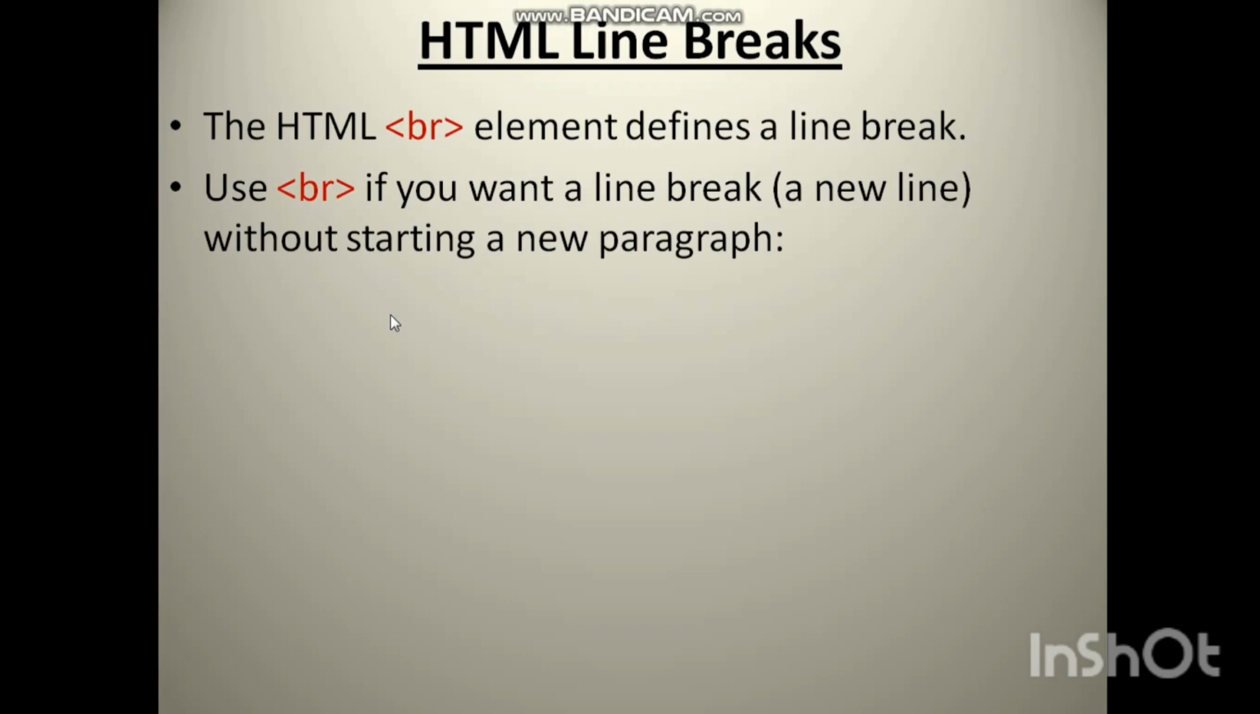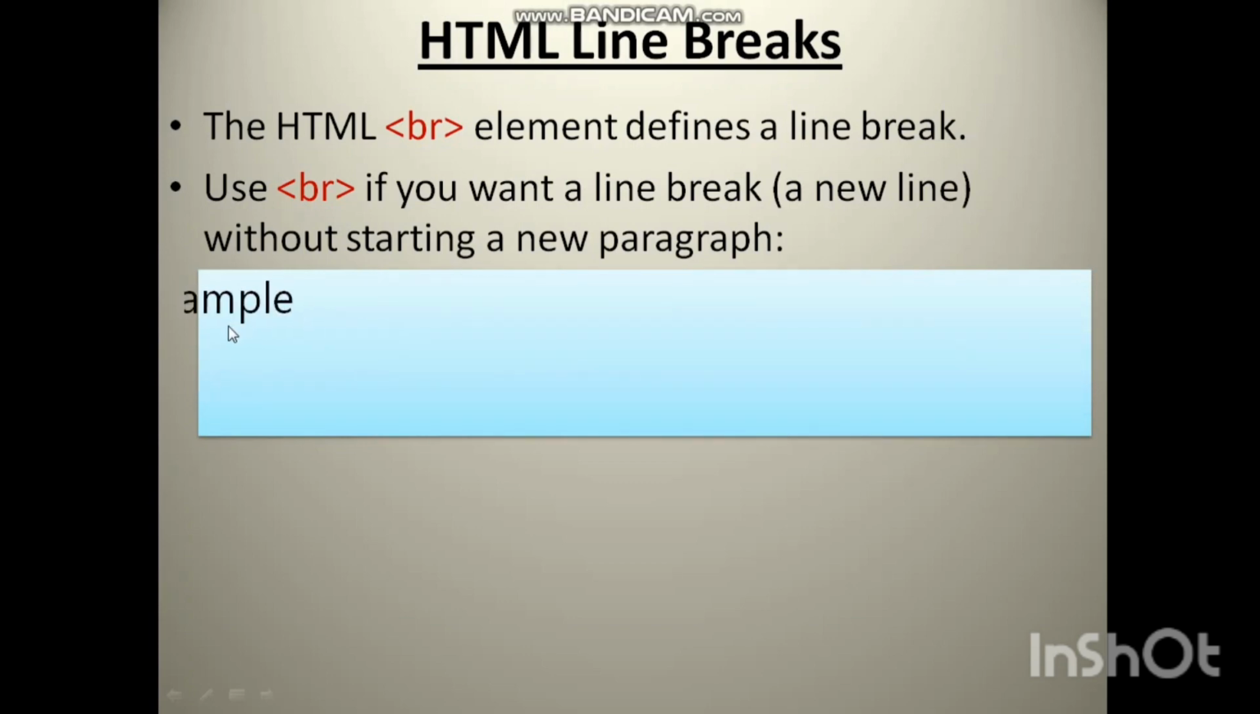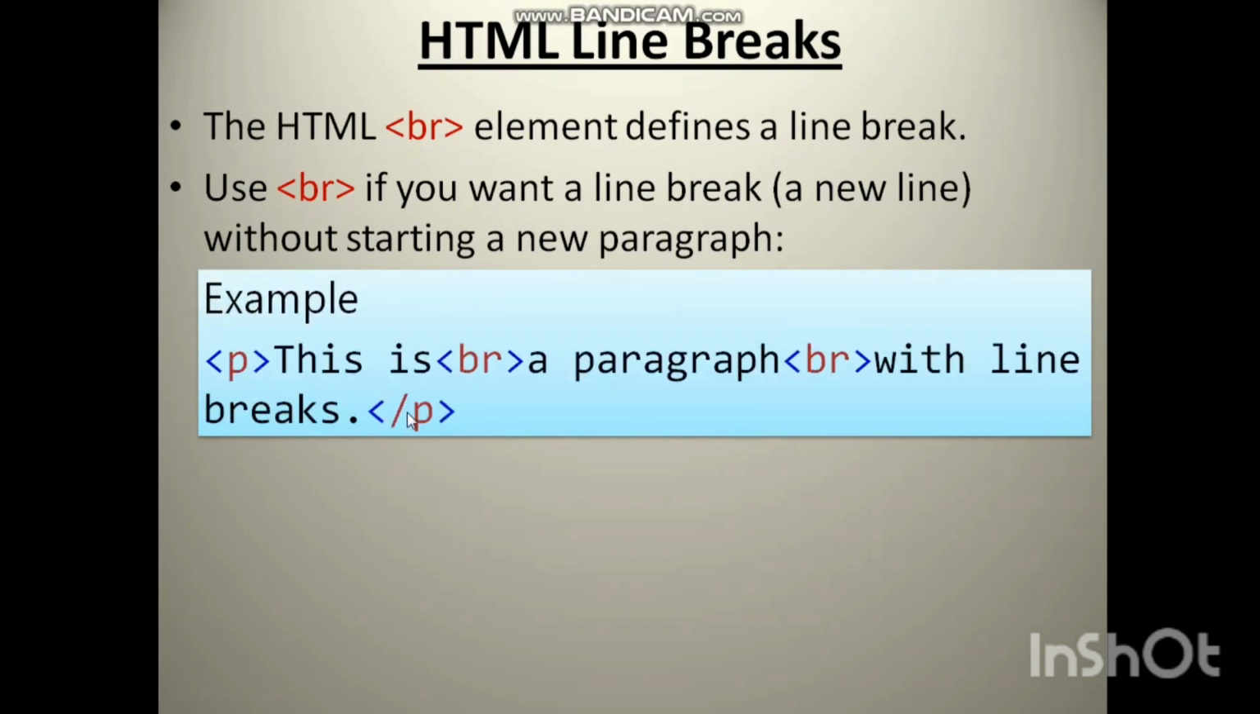Meaning we are using a paragraph and we don't want to add another new paragraph to type something. We want to change the line in our continuing paragraph and type from the new line in that same paragraph. So we will use the BR tag like this.